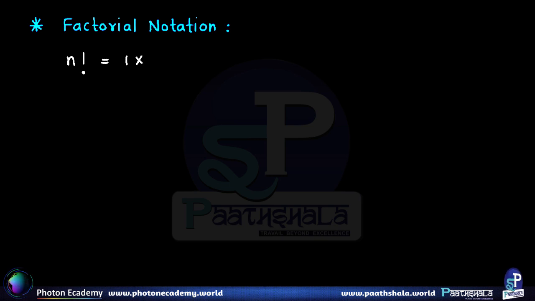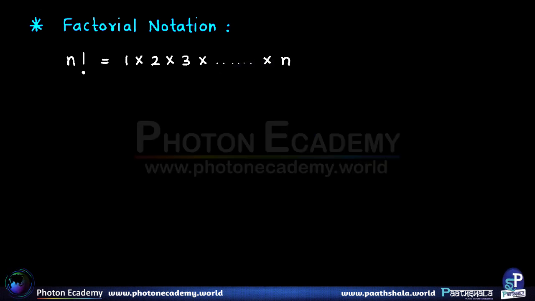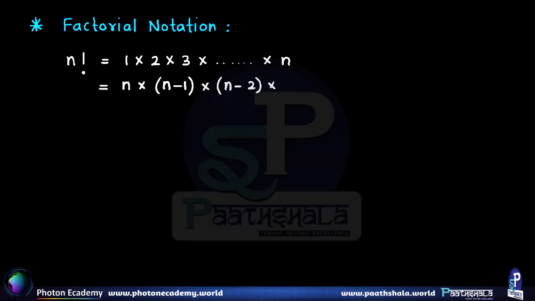So if you want to write n factorial, it is nothing but 1 into 2 into 3 and so on up to the number n. Now this we have written in ascending order. The same can be written in descending order also. That is, starting with n, we have n into n minus 1 into n minus 2 and so on up to 3 into 2 into 1. So that's the way factorial is defined.